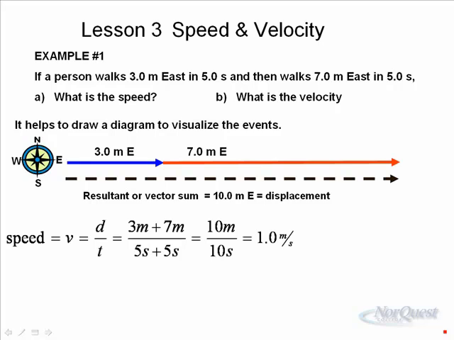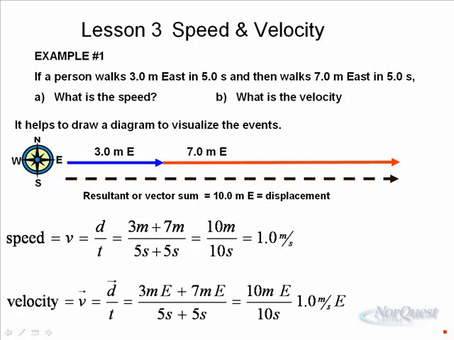So when we calculate the speed, speed is equal to d over t. Distance over time is 3 plus 7 meters over 5 plus 5 seconds, 10 meters in 10 seconds. Velocity, however, is 3 meters east plus 7 meters east gives me a total of 10 meters east in 10 seconds, 1.0 meters per second east.